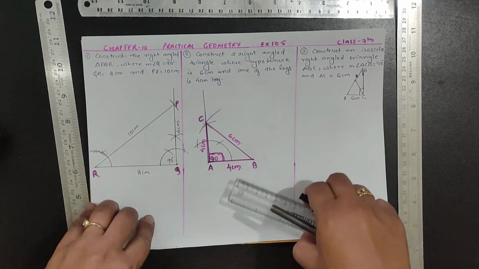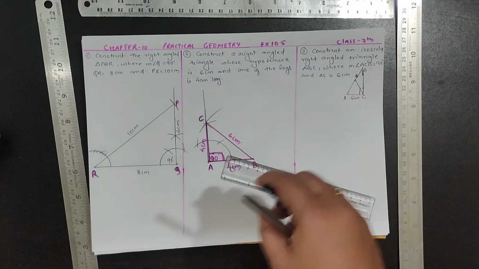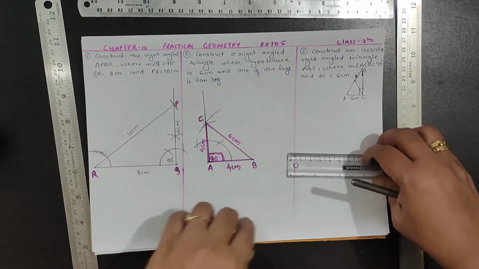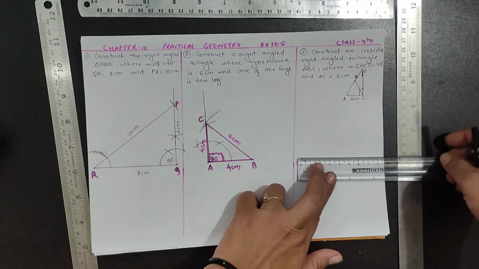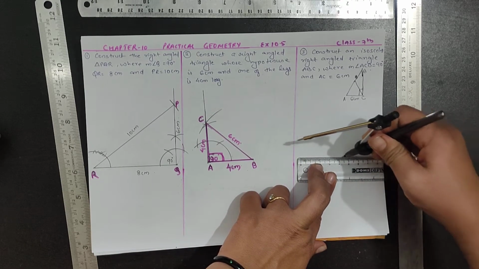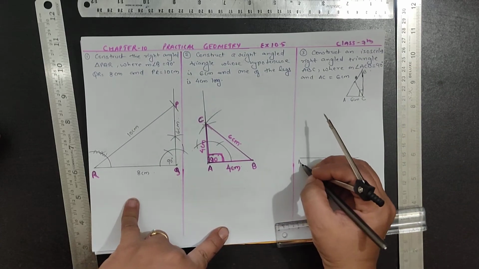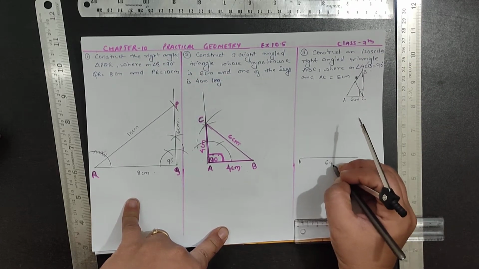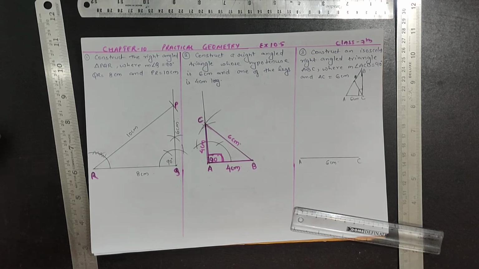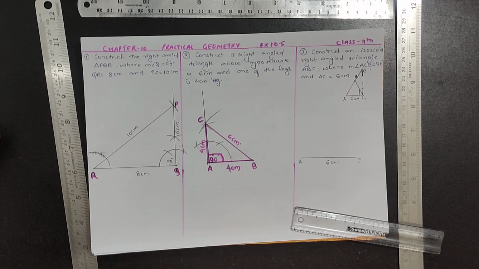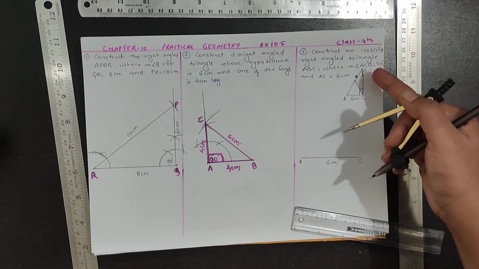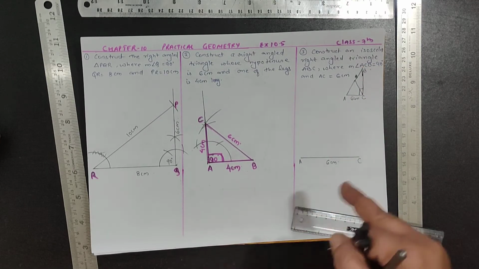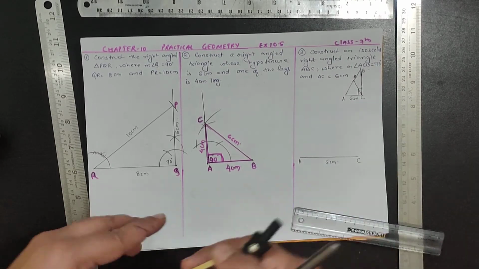Let's start with the question. Okay, so draw a line 6 centimeter AC. Angle A and angle B will be 45 degree, because angle C is 90 degree. Angle B is equal to angle A, I hope it is C actually. So C is 90, so means angle A and angle B will be 45 degree.